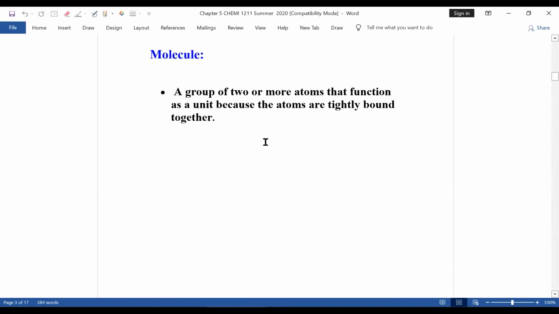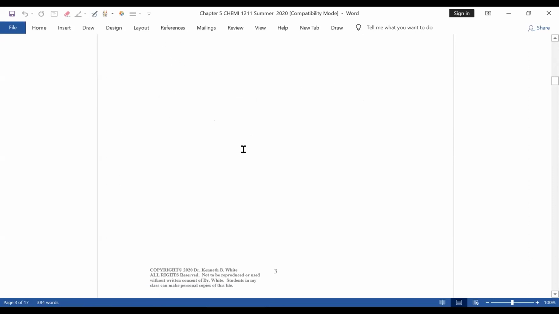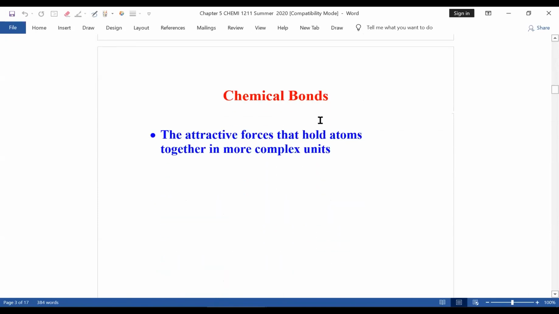Now, just in case, and I'll never ask this on a test, but I've used the term, so I really should define it. What's a molecule? A molecule is a group of 2 or more atoms that function as a unit because the atoms are tightly bound together. So when you have 2 or more atoms bound together, we call that a molecule. Right now, you're breathing in molecules of oxygen, nitrogen. I hope you are.